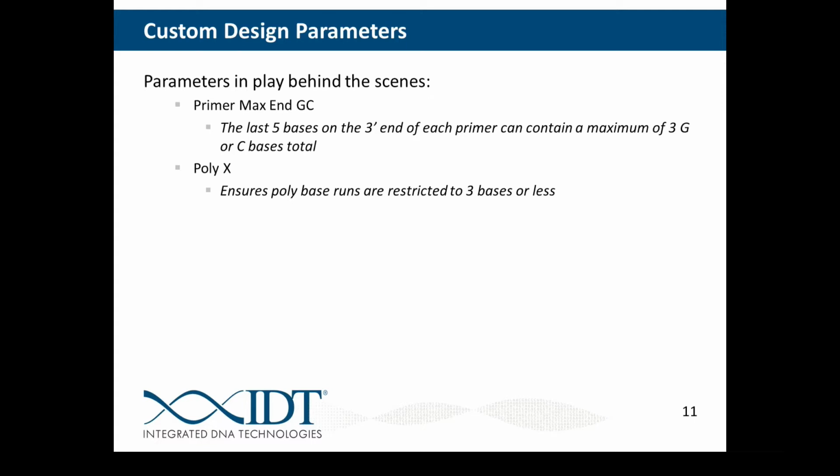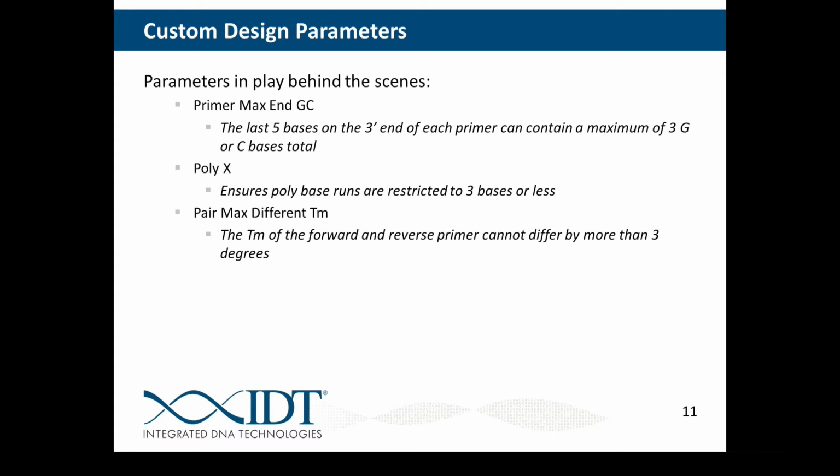The Poly X parameter that I mentioned when I had those no results found basically ensures that poly base runs are restricted to 3 bases or less, so no more than 3 Gs, 3 As, 3 Cs, 3 Ts. The Pair Max Different TM parameter is set to 3. Essentially, this means that the TM of the forward and reverse primers cannot differ by more than 3 degrees. For most standard PCR or qPCR assays, we recommend that the forward primer and reverse primer have TMs as close together as possible. So this tool won't return any results where that pair differs by more than 3 degrees for their TM.